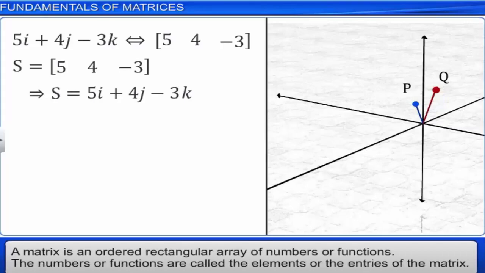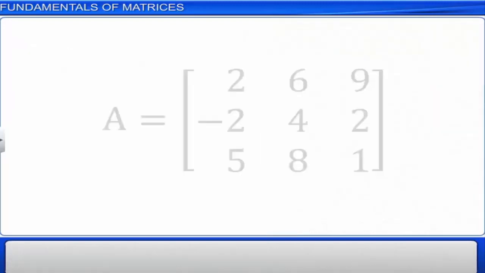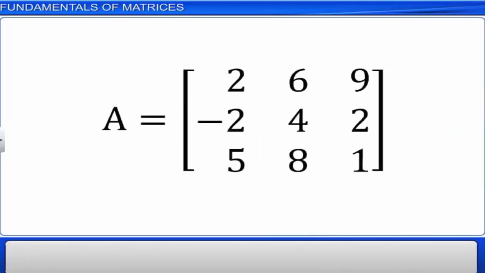A matrix is an ordered rectangular array of numbers or functions. The numbers or functions are called the elements or the entries of the matrix. Let's consider a matrix. Matrices are denoted with capital letters. In this matrix, each number is an element.